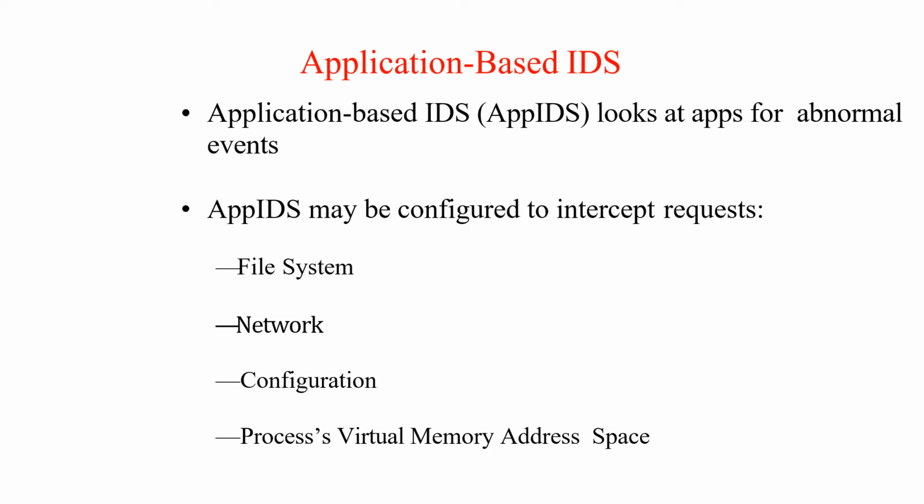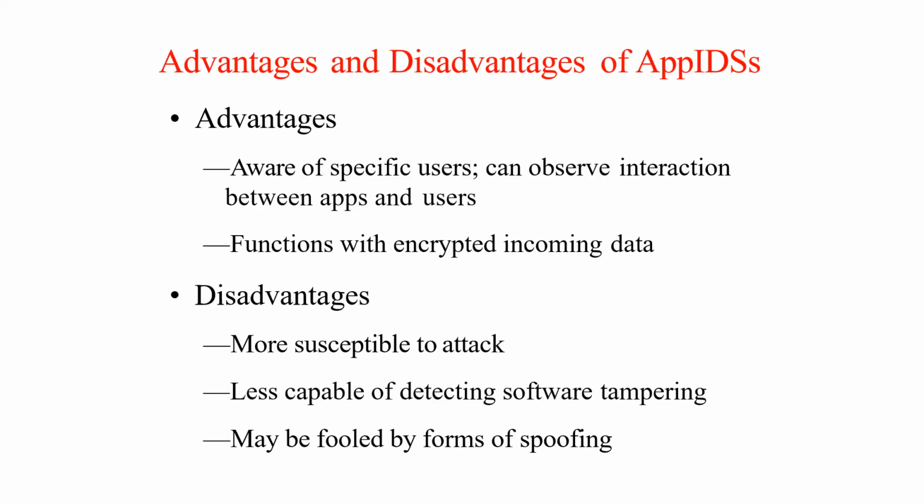Application-based IDS. This is the app IDS, which looks at applications for abnormal events. An AppIDS may be configured to intercept requests such as file system, network, configuration and protocol, and configuration process virtual memory address space.